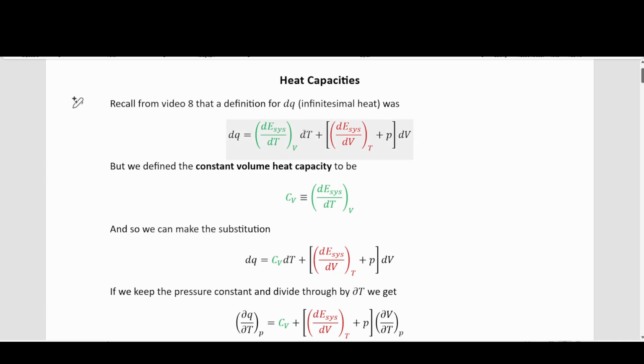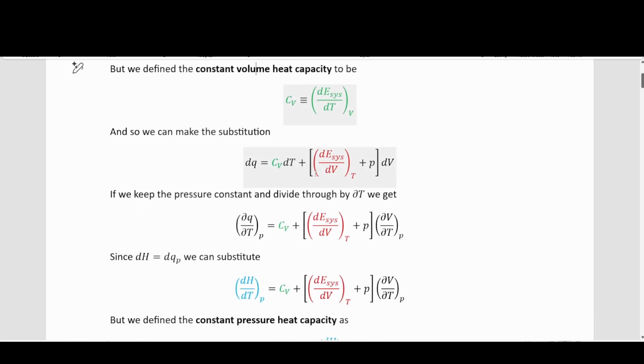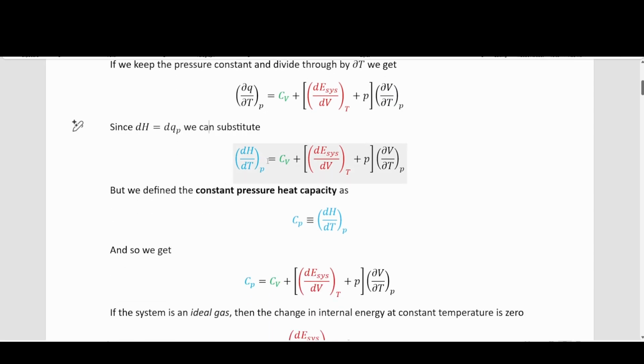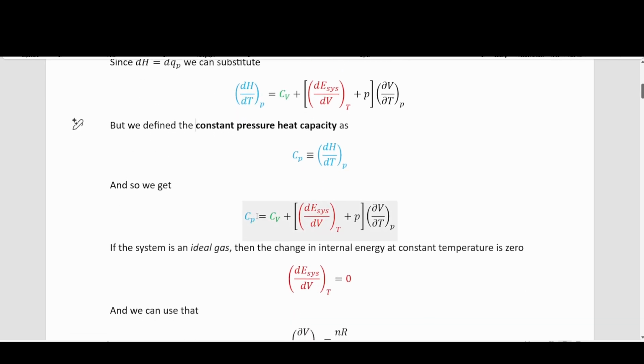But we defined this thing in green here to be the constant volume heat capacity, so we can make that substitution. And if we keep the pressure constant and divide through by the partial of temperature, we end up with this term right here. And since the change in enthalpy is equal to the heat at constant pressure, then we can make this substitution right here. But that is just our constant pressure heat capacity, so we can put that in right here.